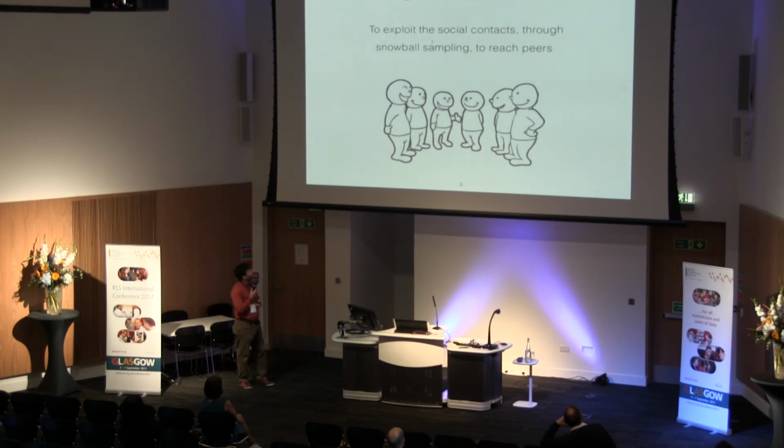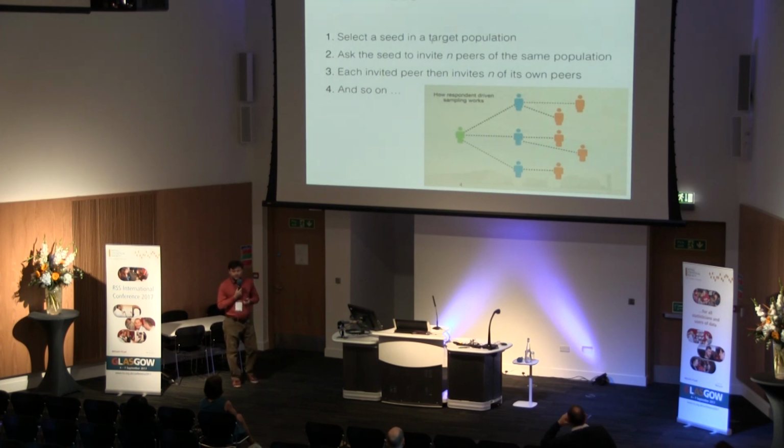So one solution to sample members of these hidden populations is to navigate through their social networks and recruit people using snowball sampling. So what's the idea of snowball sampling? Essentially, you find a seed in this target population, and then you ask this seed to invite some friends or some other people that belong to the same community or population, actually. And then you go to these invited people and you ask them to invite other people.